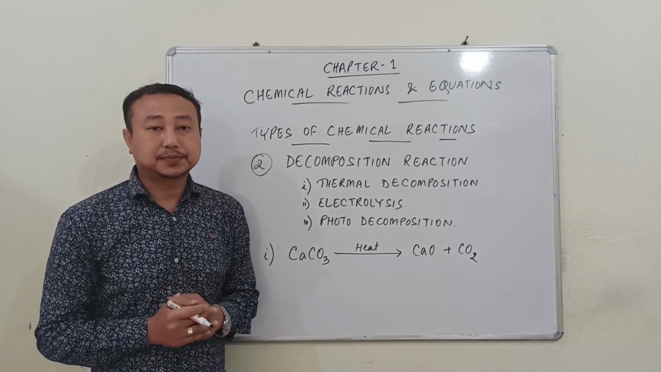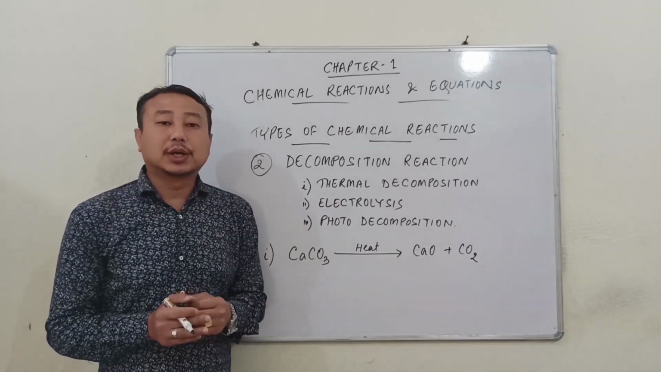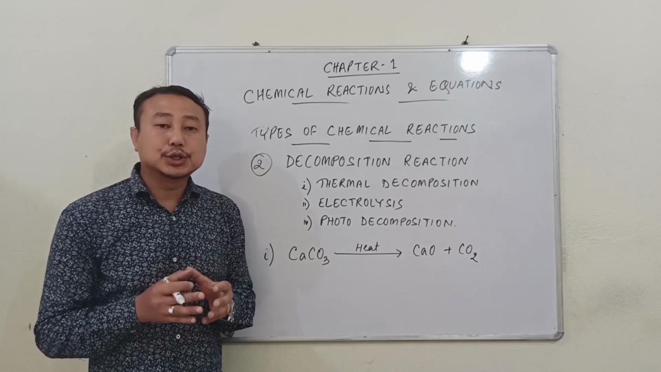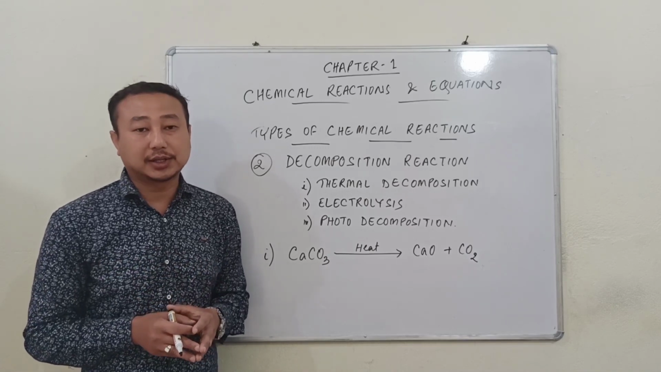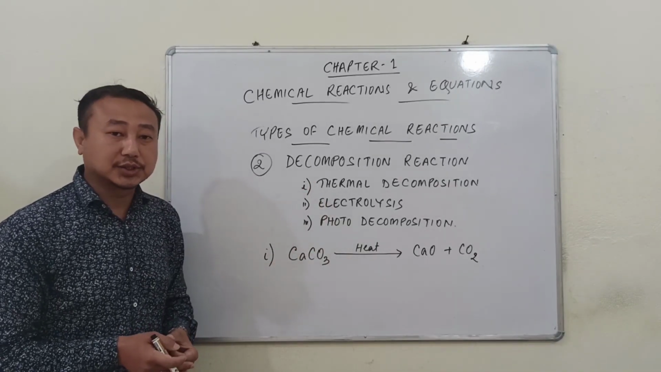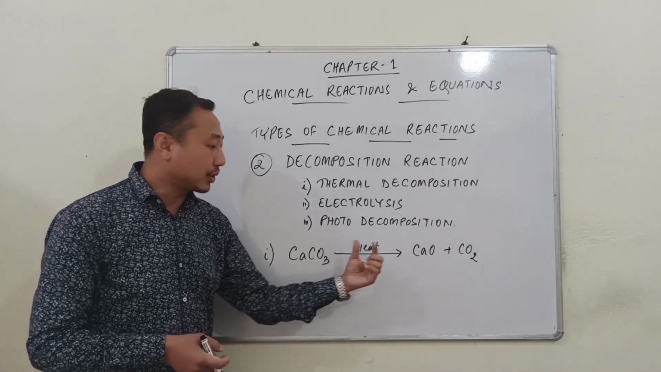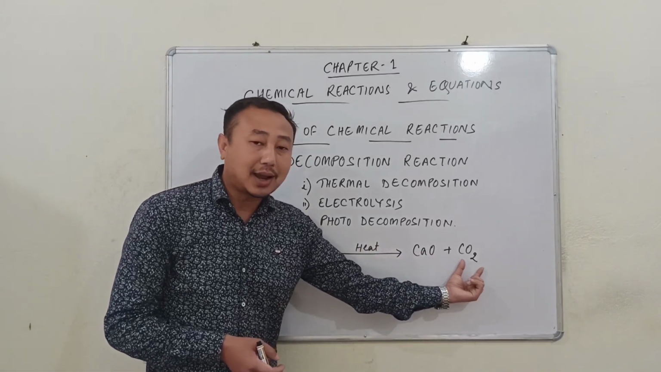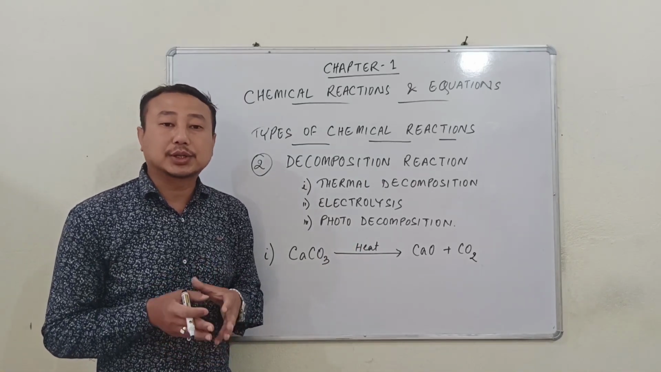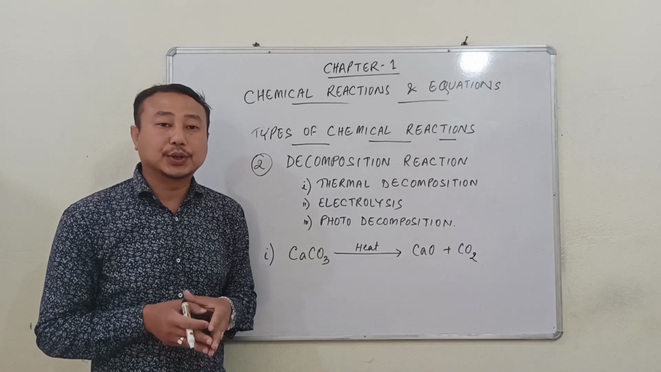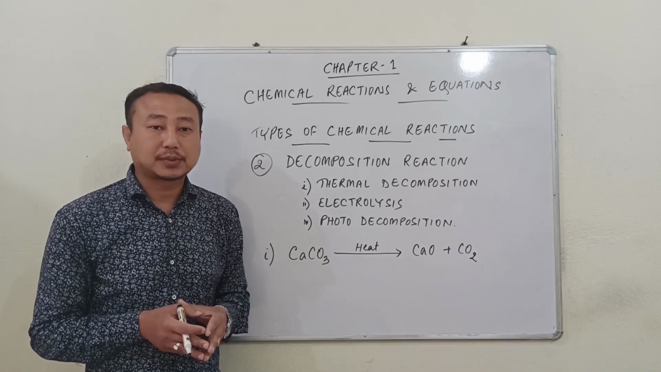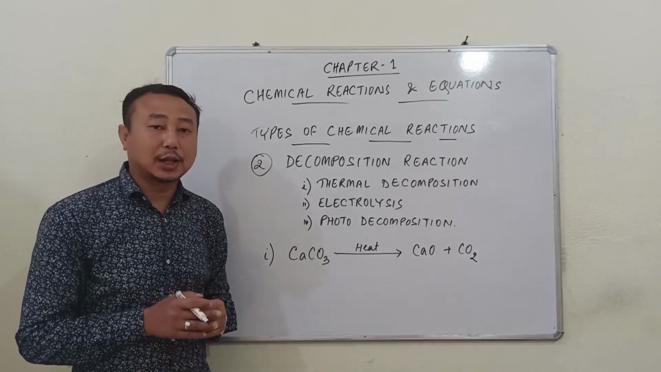Thermal represents heat. So this thermal decomposition reaction is a type of decomposition reaction in which the reactant is broken down into two or more products with the application of heat energy. So the example given here is the example of thermal decomposition reaction. Here, calcium carbonate is broken down into calcium oxide and carbon dioxide with the application of heat energy. So such a type of decomposition reaction which takes place with the application of heat energy, we call thermal decomposition reaction. Now, let us take out the second one with the help of an example.